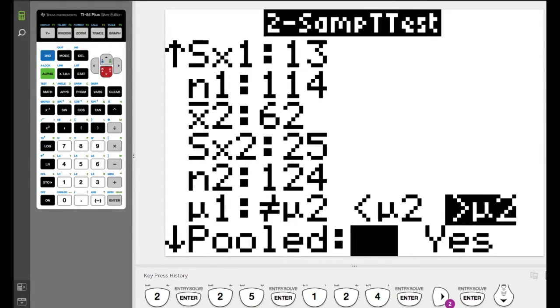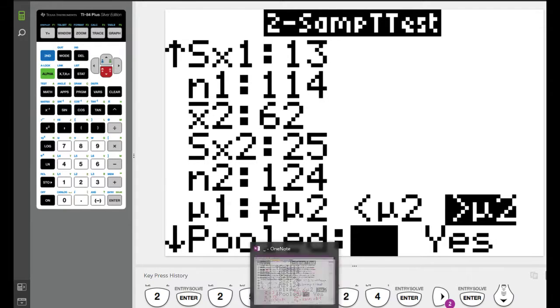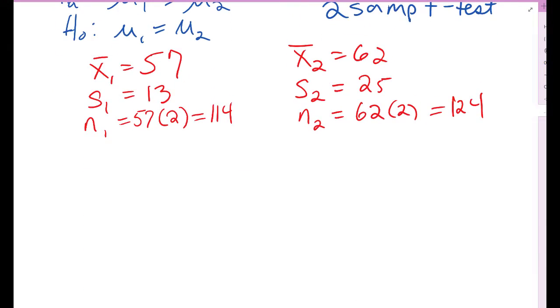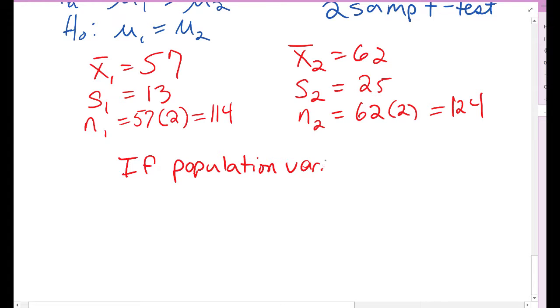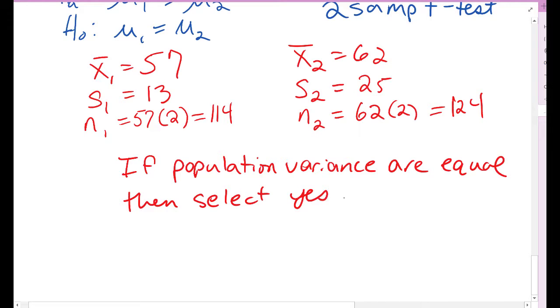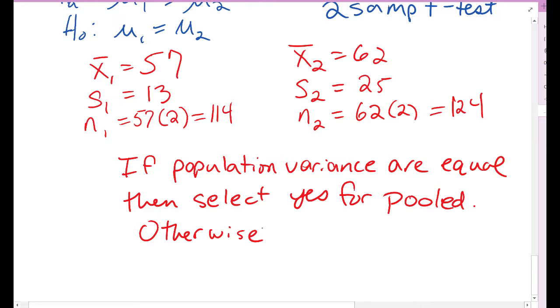This is how you know whether or not pooled should be yes or no. Maybe we should write this down. If population variances are equal, then we are going to select yes for the pooled option. Otherwise, meaning if the population variances are not equal, then we're going to select no for pooled.